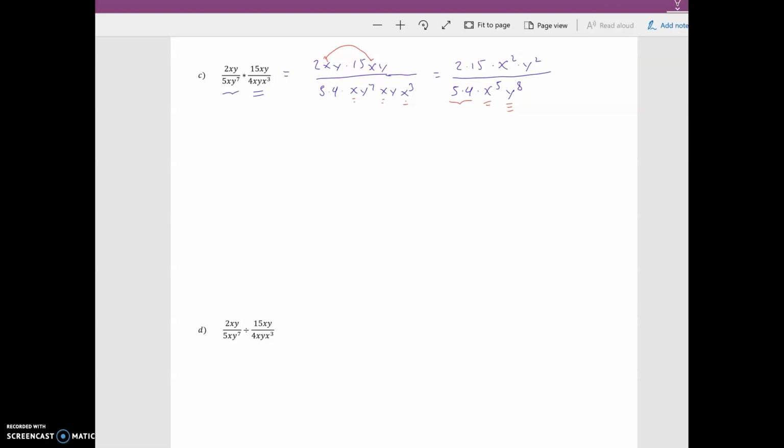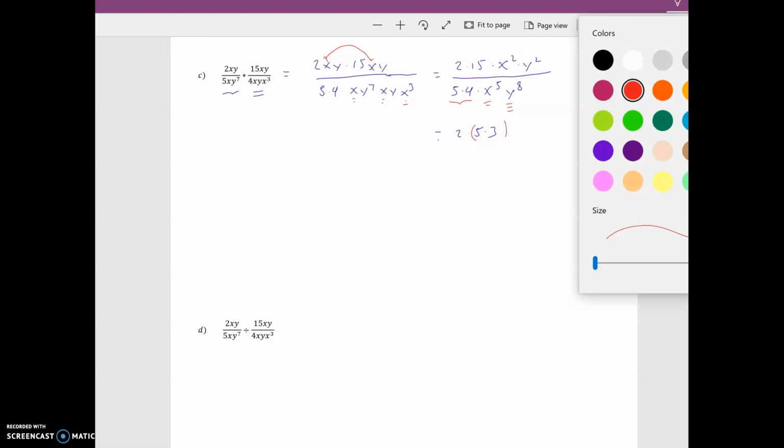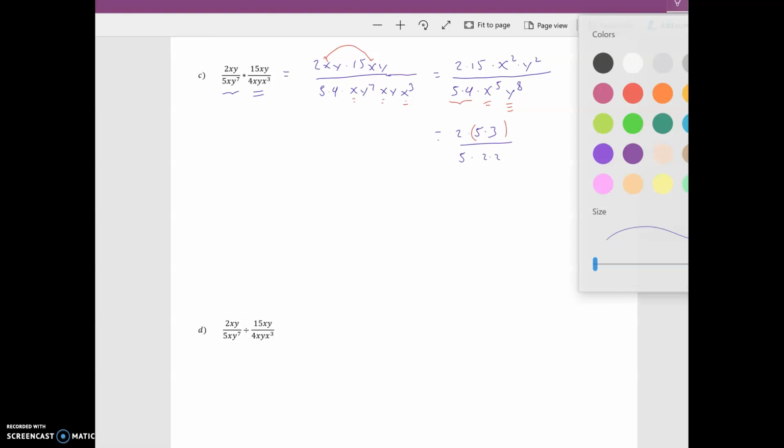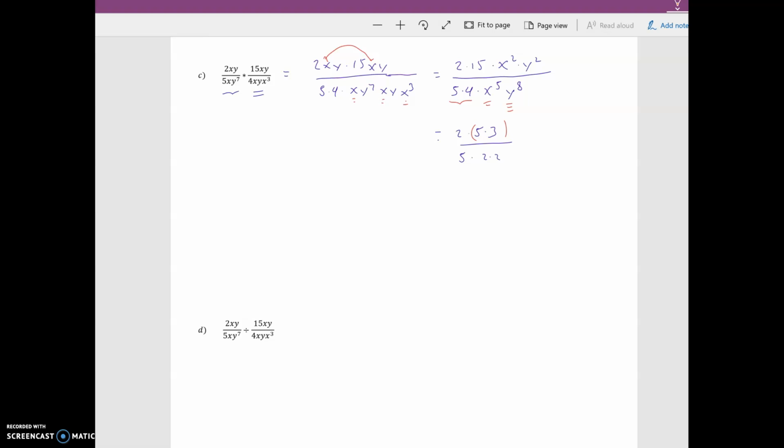As we look at the constants, we're just going to have the following. So this is going to be 2 times 5 times 3, and I'm rewriting it in that format because there's a 5 at the bottom. And then at the bottom, you're just going to have a 5 times 2 times 2. Now, this 4, I'm rewriting it as 2 times 2, and the 15 is your 5 times 3.